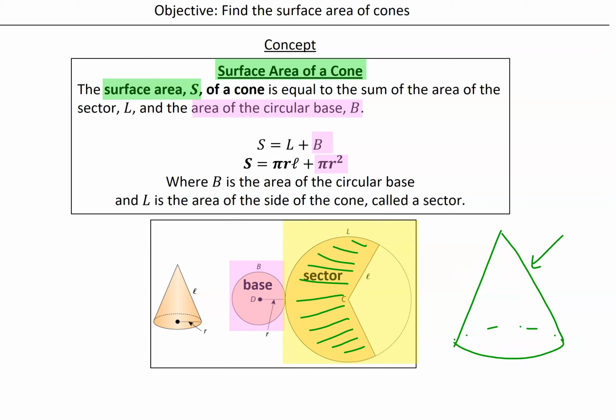And when we find the area of a sector, the mathematical formula for calculating it is shown here. So this is also our lateral area, capital L, the side or sector, and it's pi r l, where l, remember, is the slant height of the cone. This cursive l is the slant height of the cone. It goes down from the apex to the circumference of the circle, like so. All right.